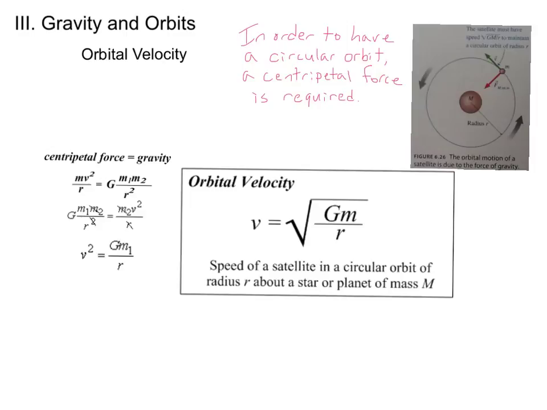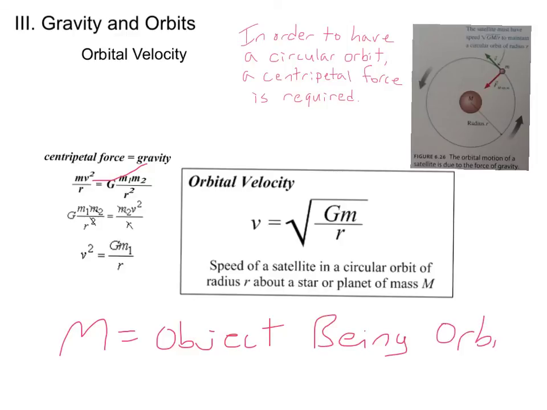Now it's important to realize here that the mass in this equation is the mass of the object being orbited. Okay, so if we're talking about a satellite around the Earth, this M would be the mass of the Earth. It's the mass of the object being orbited.